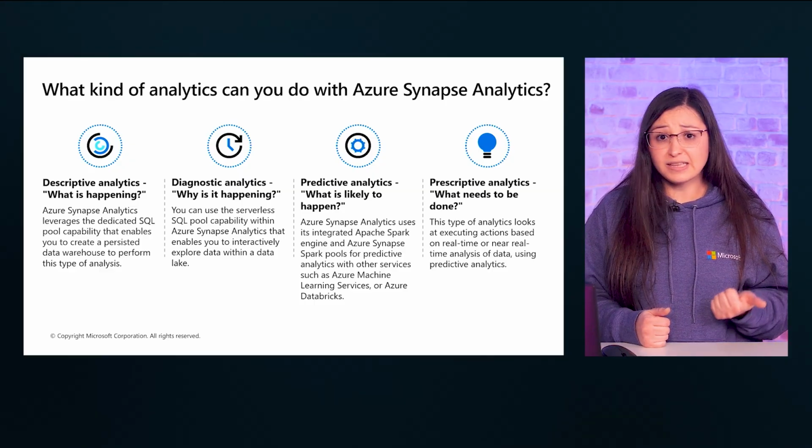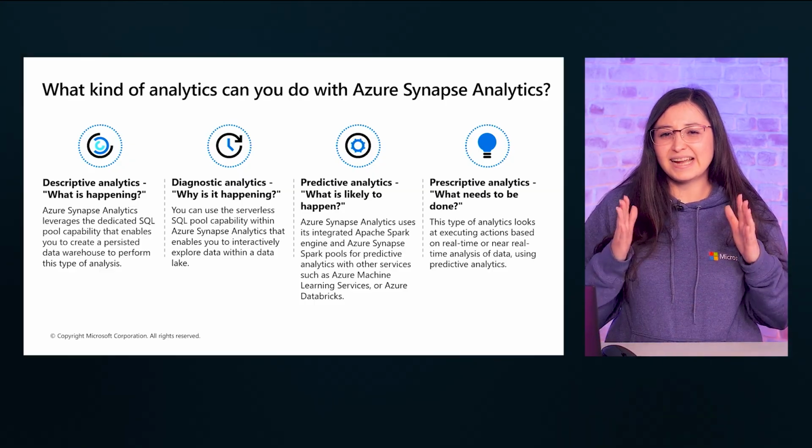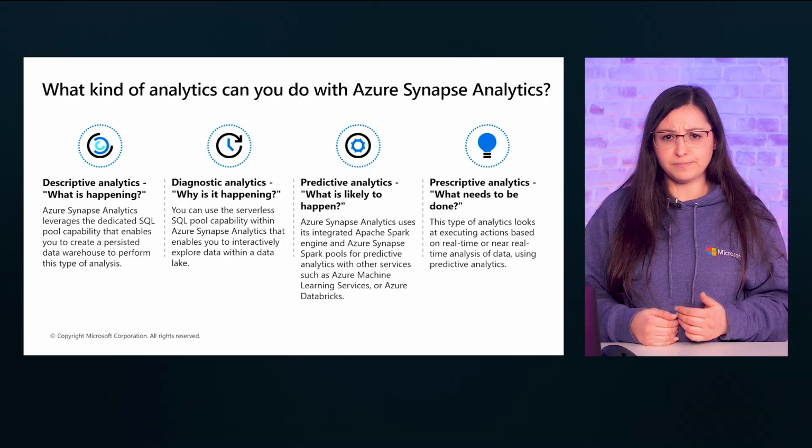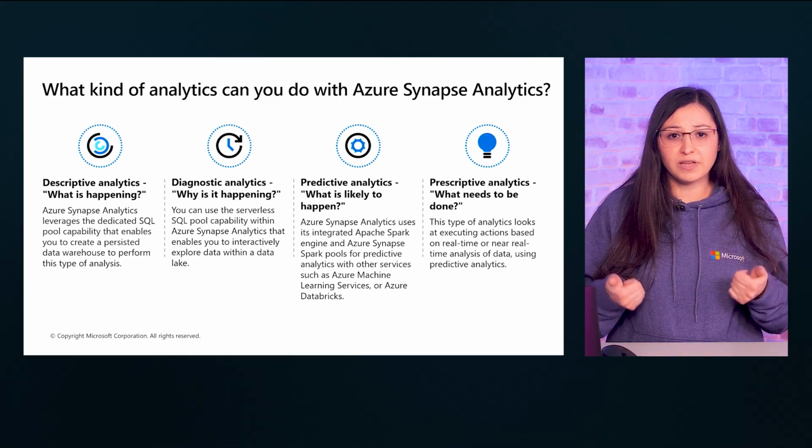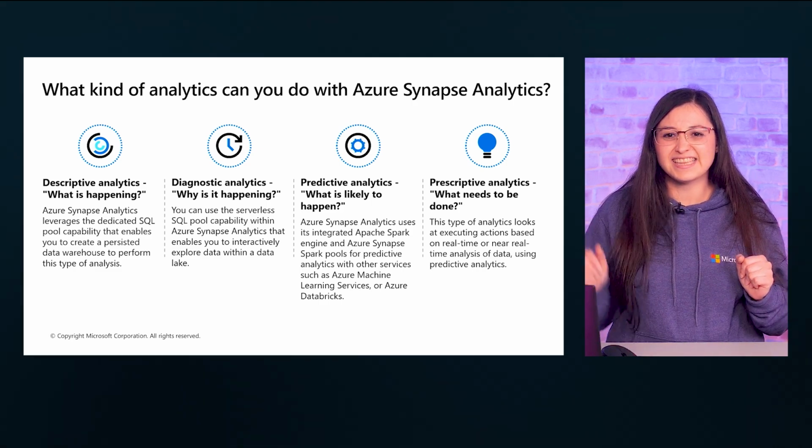So descriptive tells you sales dropped. Diagnostics tell you in which region. Predictive tells you it will continue. Prescriptive tells you restock X and discount Y.